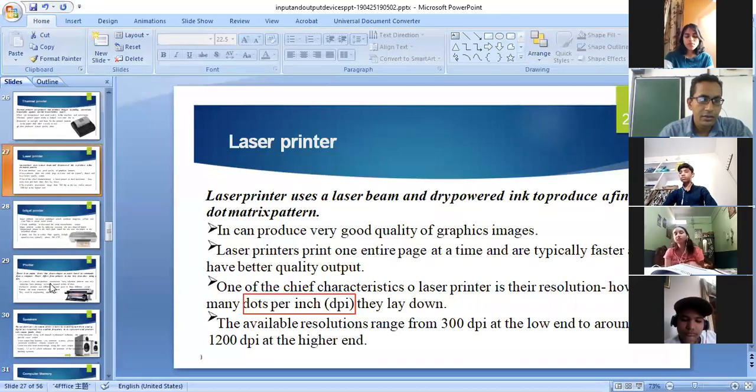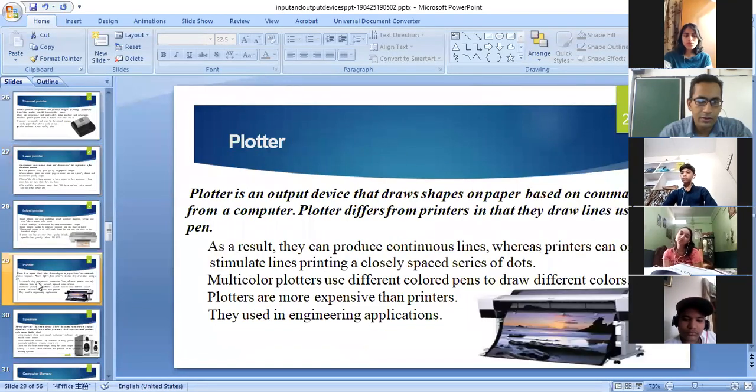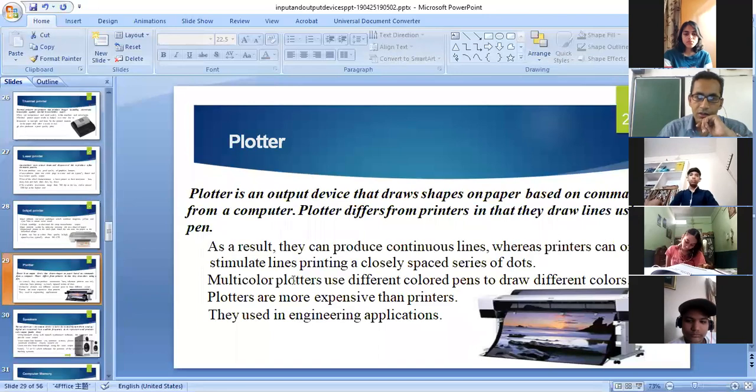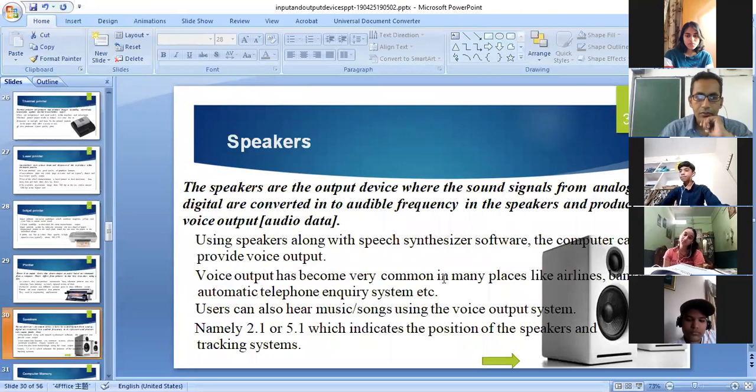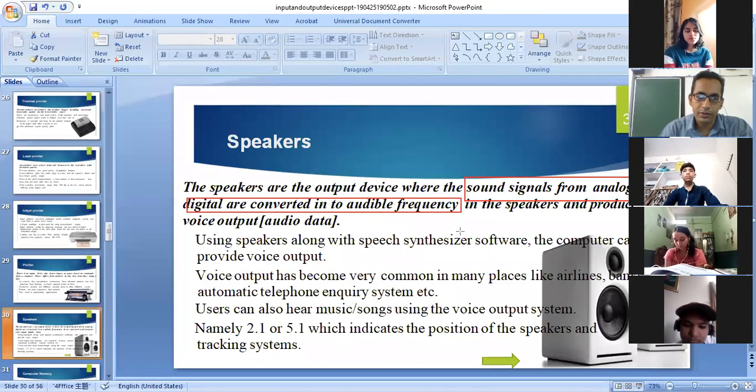Moving next, these are plotters. You might have seen a flex printing machine. A plotter is similar to that. A plotter is an output device that draws shapes on paper based on commands from the computer. Moving next, the output device is speakers. The speakers are the output device where sound signals are converted, from analog to digital or digital to analog, for different frequencies.